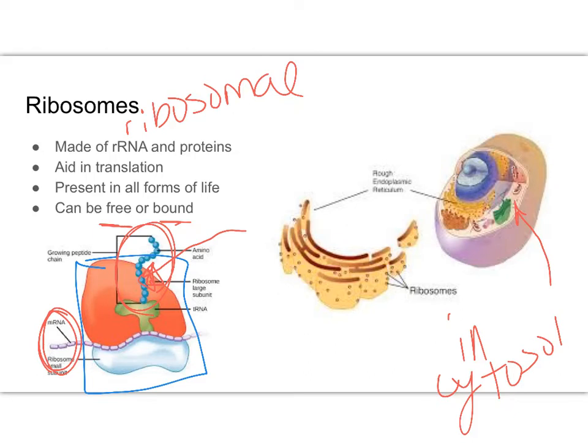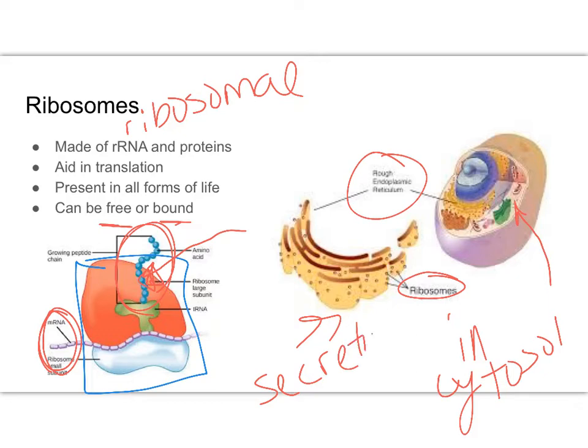The bound ribosomes, you can see them labeled here, and they're stuck on this endoplasmic reticulum. The bound ribosomes are going to make proteins that are going to leave the cell. These are going to make proteins that are secreted from the cell, so proteins for secretion. Also proteins that are going to end up in the plasma membrane, okay, on the outskirts of the cell. But our bound ribosomes are the ones that are going to do that.